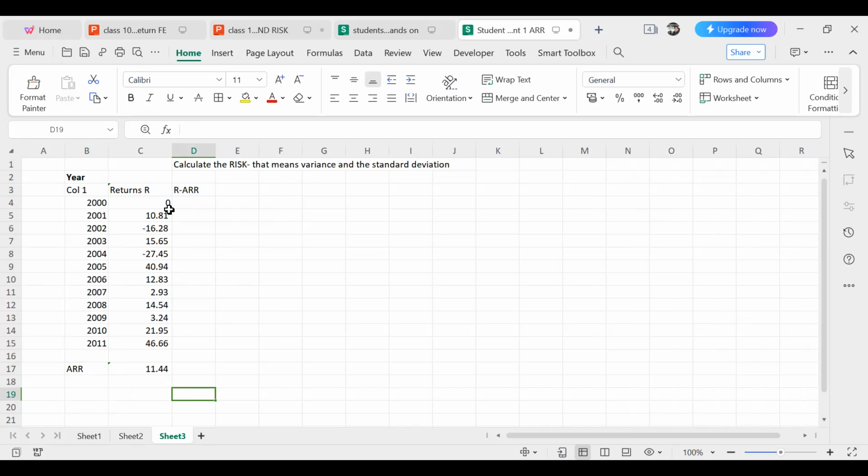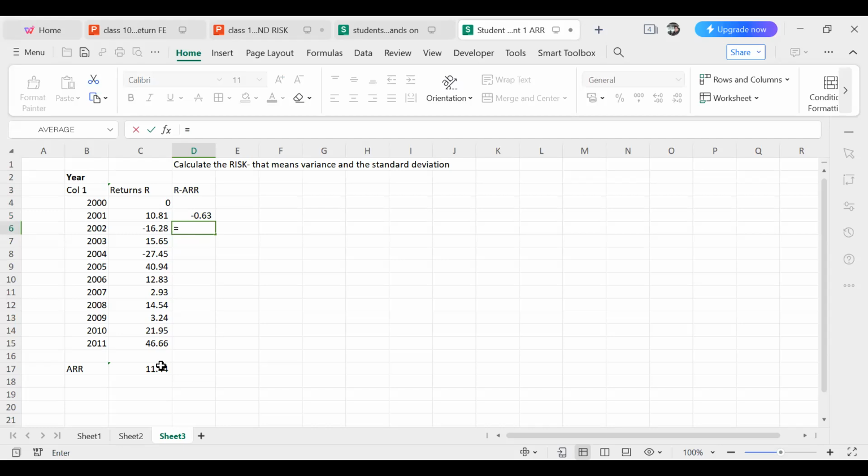You can just leave out the first year. So you take the deviation from here. Don't calculate for the first year; we leave it blank. If we put a minus sign in the blank, it is taken as a minus sign. You simply start the calculation from the second year. So this is your 10.81 minus your 11.44.